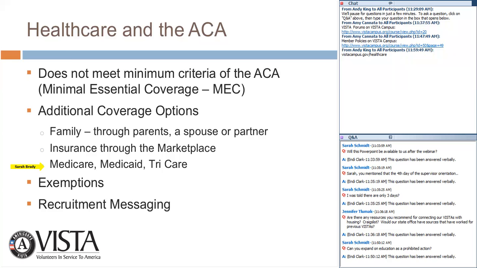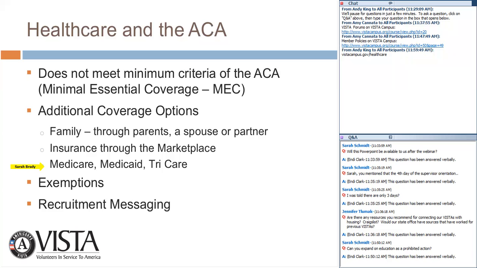So, okay, we covered the Health Care and the Affordable Care Act, and I'm sure there are a lot of lingering questions out there about the topic, so feel free to keep popping them in. But in the interest of time, I'm going to keep charging forward so we can get to the reporting piece as well.